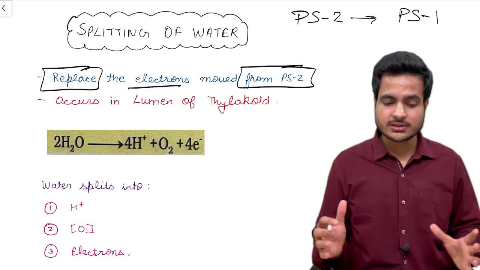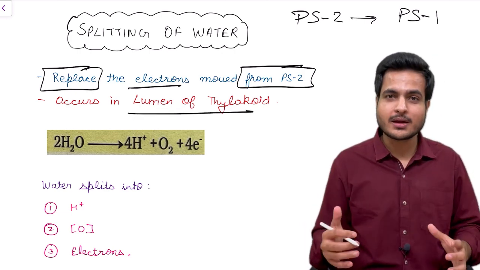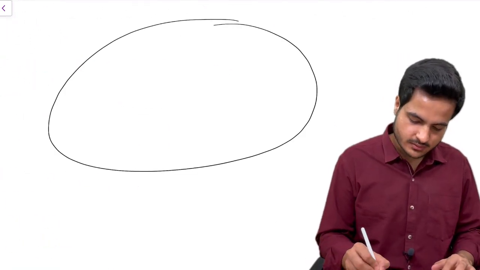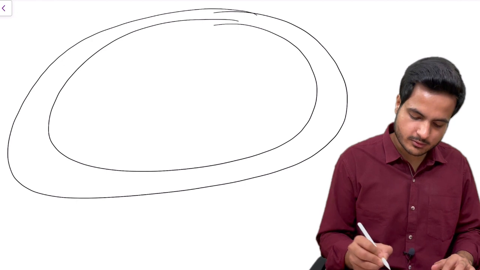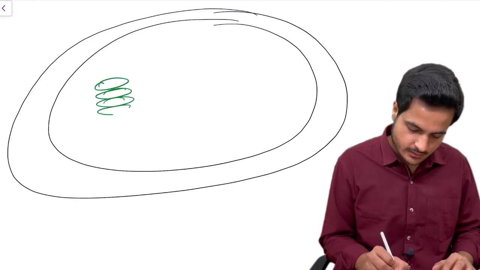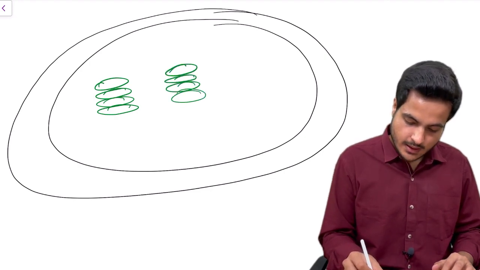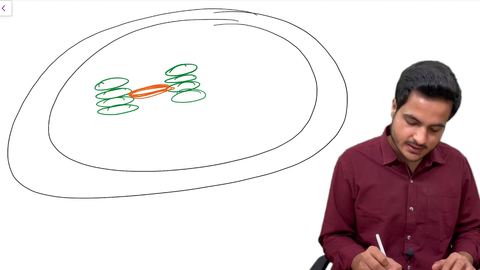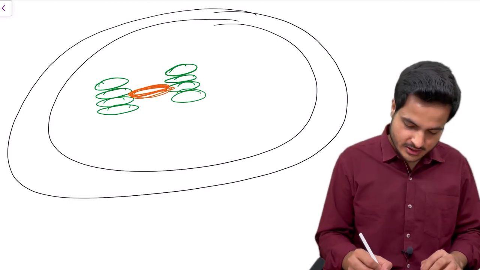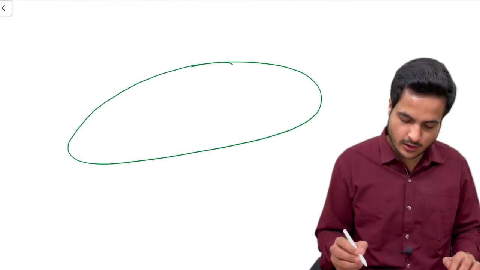Now this reaction occurs in the lumen of the thylakoid. And what do we mean by the lumen of the thylakoid? If we have a chloroplast, we know that this is a double membrane bound structure. Inside that we have thylakoids, and if we have a stack of thylakoids, we call it Grana, and a thylakoid which is connecting Grana is called Stroma Lamella. Now let us zoom this picture. Let me draw a thylakoid for you.